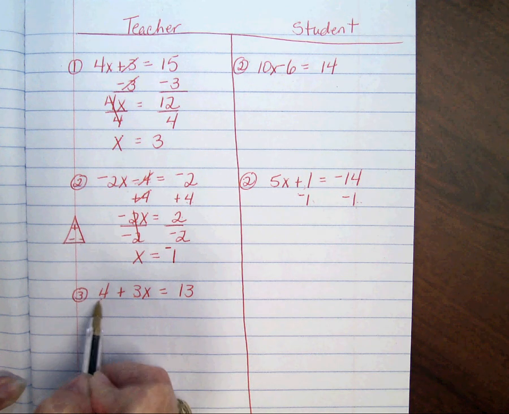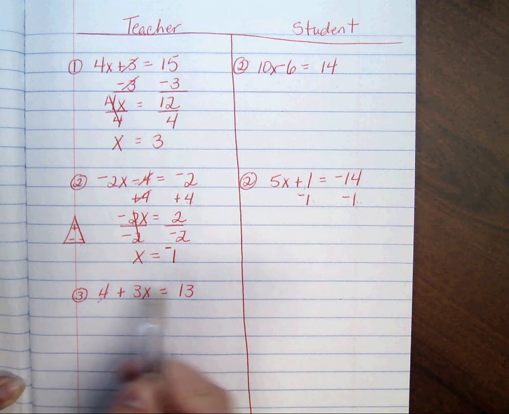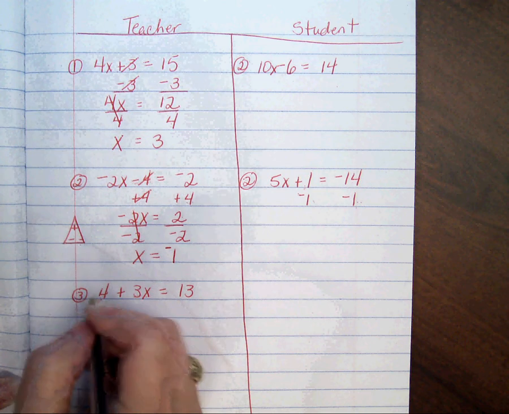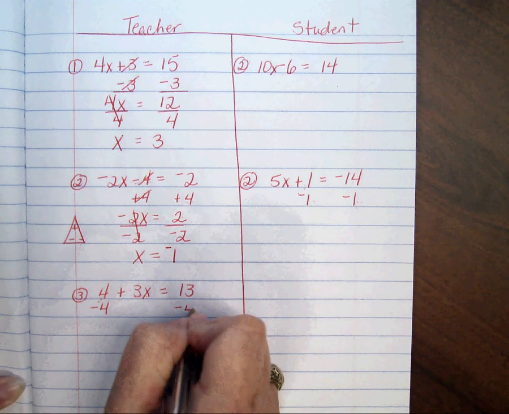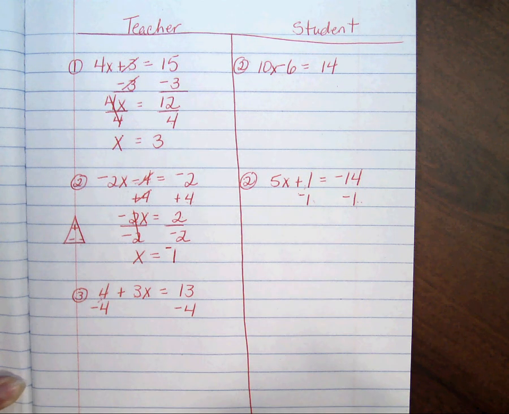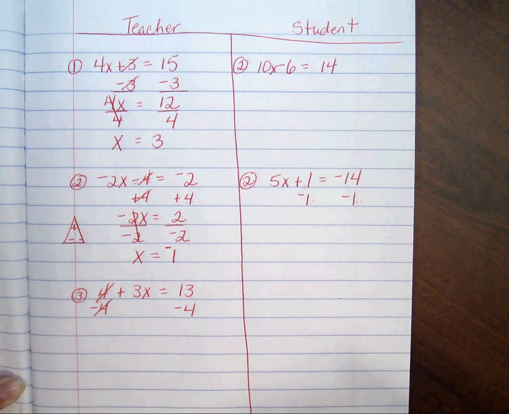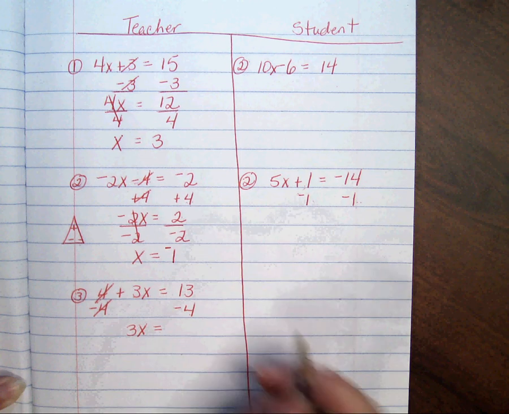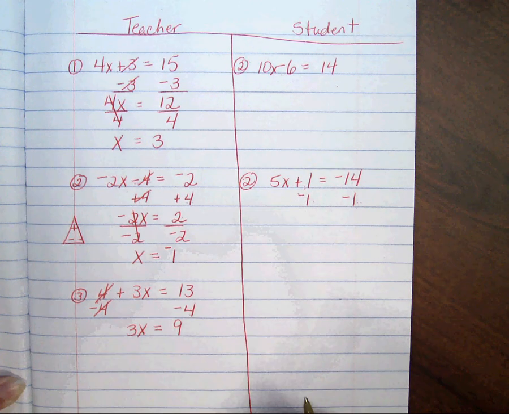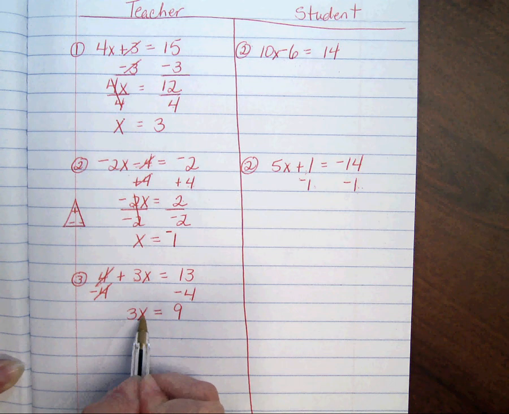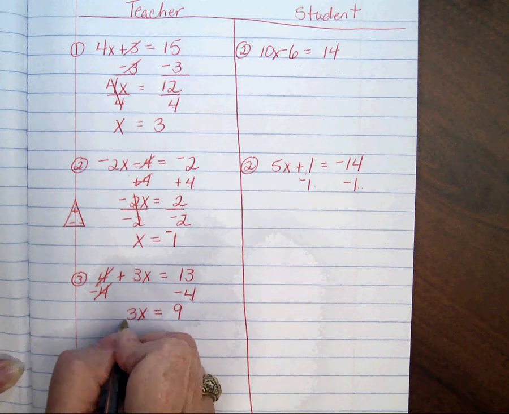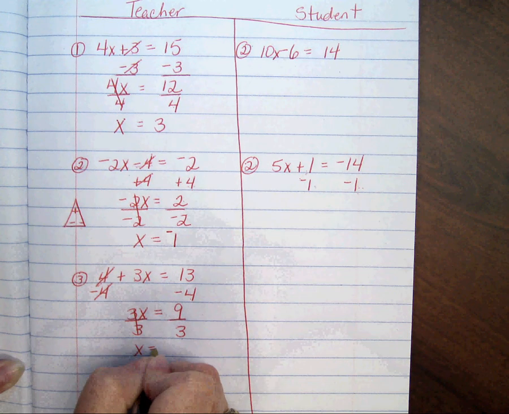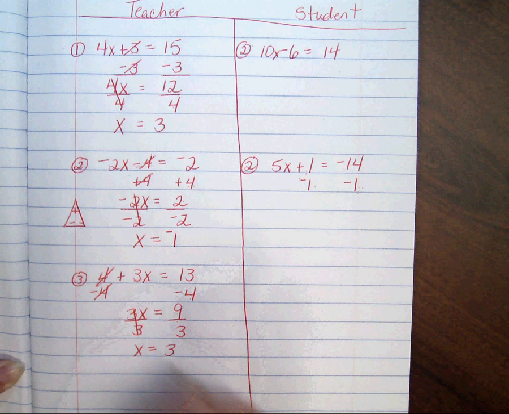Okay, I have to get rid of this plus 4. Now, a lot of students look at this and they see the addition and they want to, oh no, that is right. You want to subtract 4 from both sides because the opposite of adding 4 is subtracting 4. So 4 minus 4 is 0. Now I'm left with 3x equals, and what's 13 minus 4? 13 minus 4 is 9. Now this is 3 times x. The opposite of multiplying by 3 is dividing by 3. So x equals 9 divided by 3 is 3.